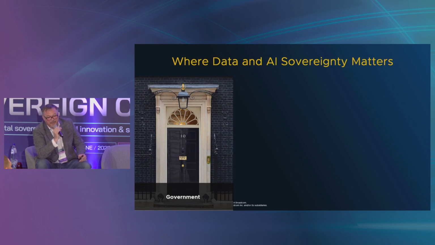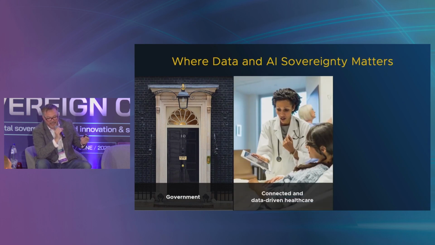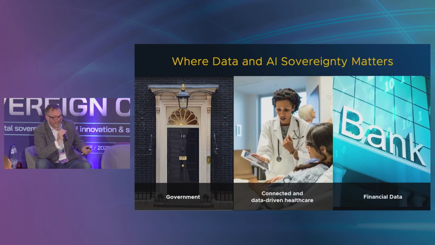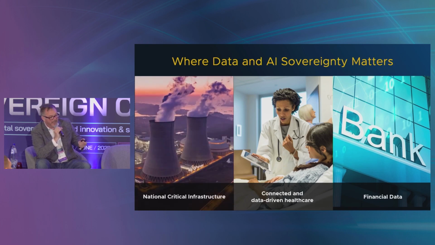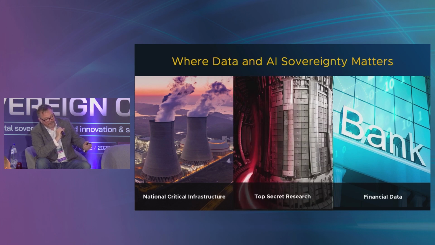So where's this important? Government, obviously. Healthcare, obviously. Banks and financial services, obviously. Critical national infrastructure, which is a very broad statement now, because after COVID, certainly in the UK, supermarkets are considered critical national infrastructure, and their supply chains are considered critical national infrastructure. So that is quite a broad statement now around critical national infrastructure.